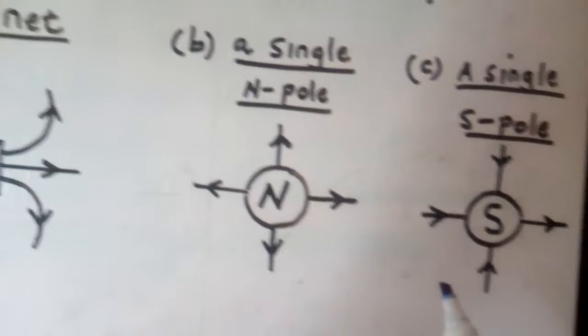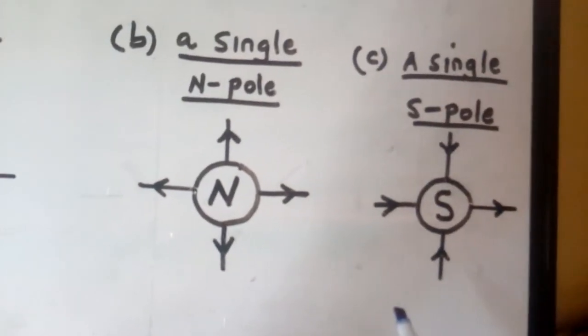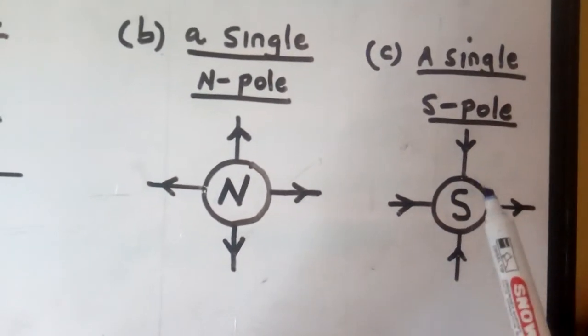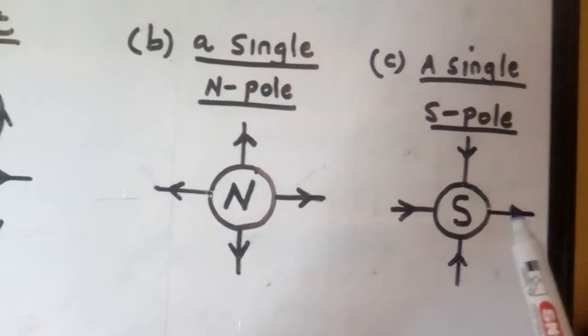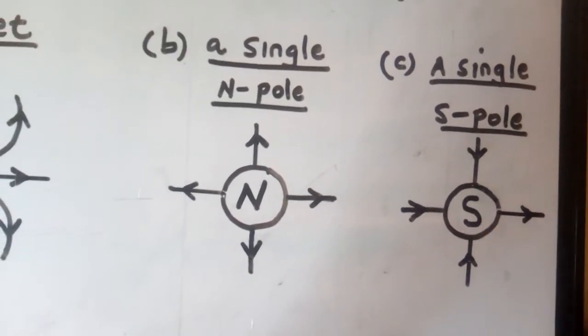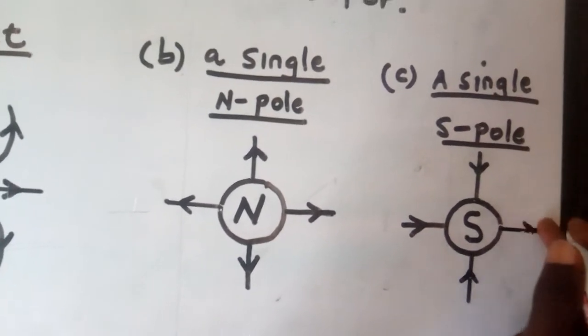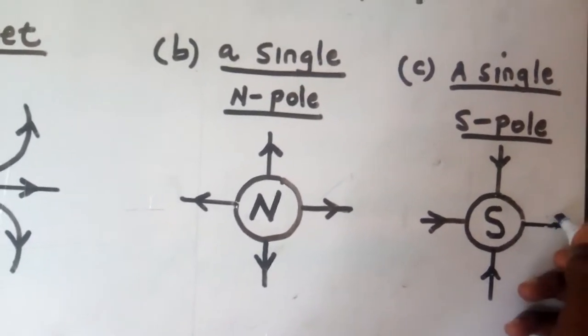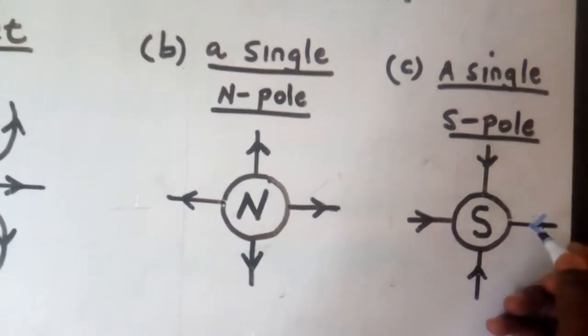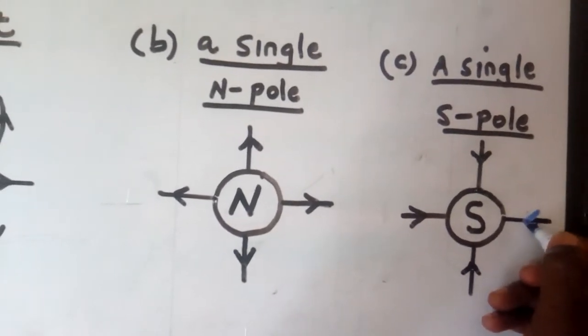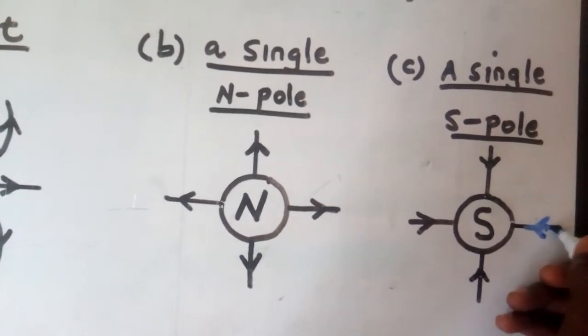Then the opposite is for a single south pole. The same diagram but with the S, and then the arrows should be entering. This one has a mistake, so you can correct it. You see, they should all be entering like that.